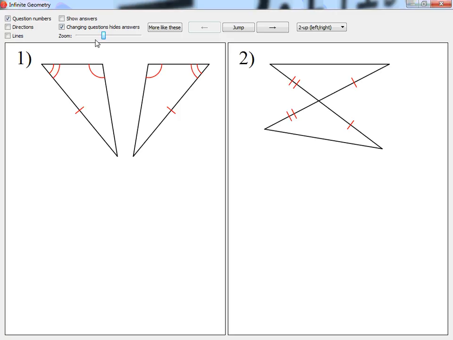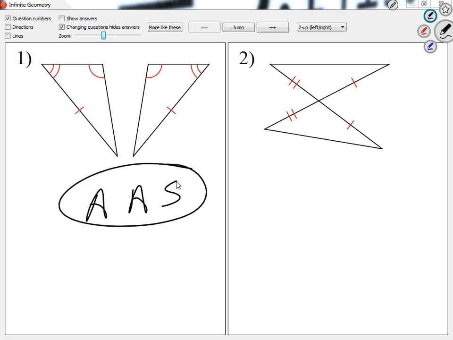Looking at question number 1, do I have 2 angles? Yeah. So let me write 2 A's to begin with. Then the third mark is a side. Is it between the angles or not? No, it is not. If it was, I would put the S in between the A's. But since it's not, I'm going to go angle, angle, side. If it was between, I would have gone angle, side, angle.